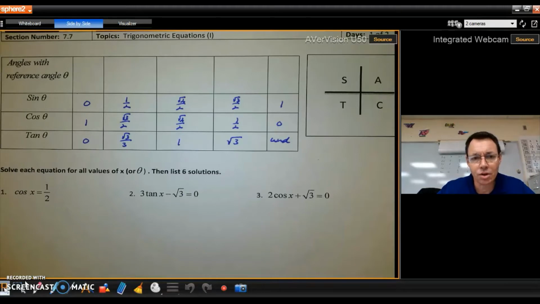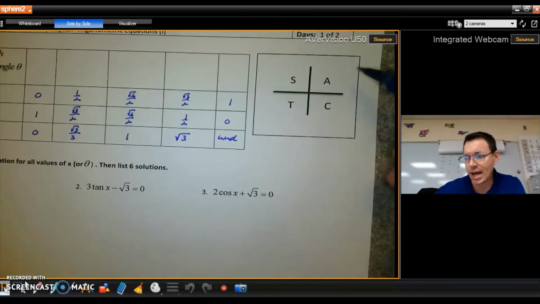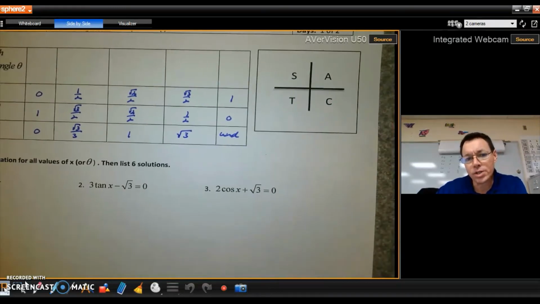Today we're going to be solving equations, so we're going to use this chart again. Now, the difference is when you solve equations, we are not going to limit ourselves to those principal quadrants. Sine can only be in quadrants 1 and 4, and cosine can only be in quadrants 1 and 2. When you solve equations, you want all solutions, so we are not going to limit ourselves to any quadrant, any angle.